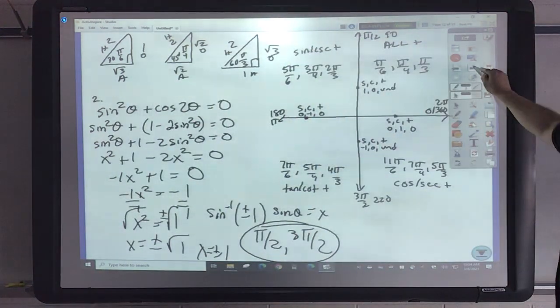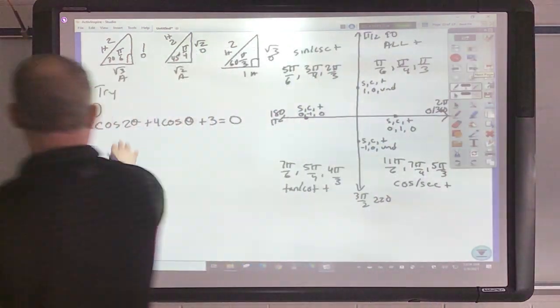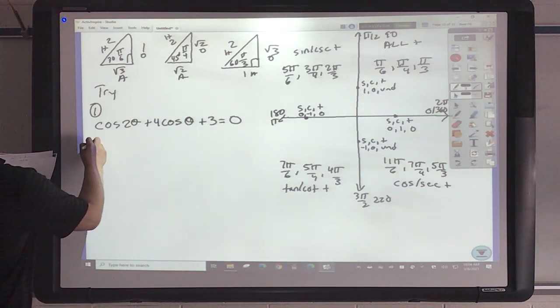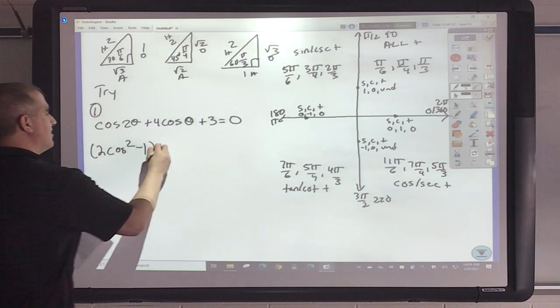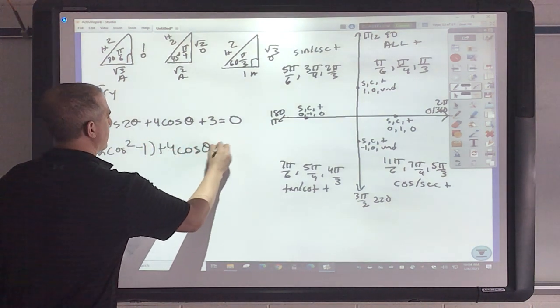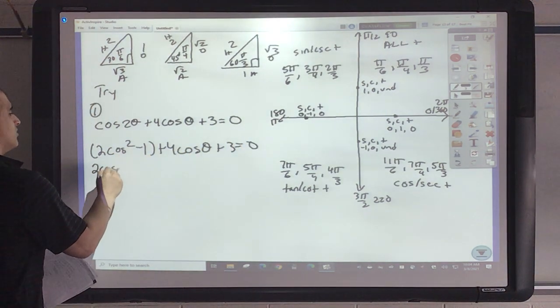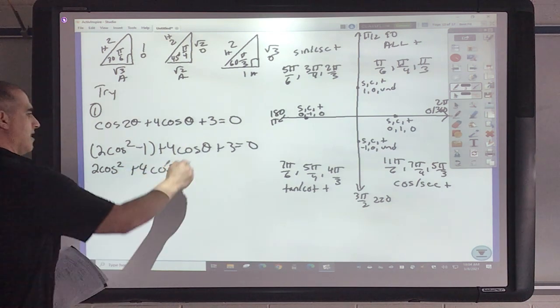Okay, what I'd like you to do is go ahead and pause your video and try this one. Now, what would make sense here is that this other trig function is cosine, so I'm going to substitute 2 cosine squared minus 1 for this. Now, there's nothing to multiply here, so I can just reorganize: 2 cosine squared plus 4 cosine plus 2.